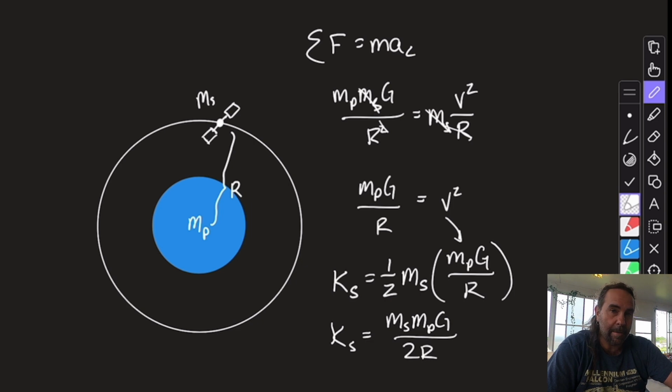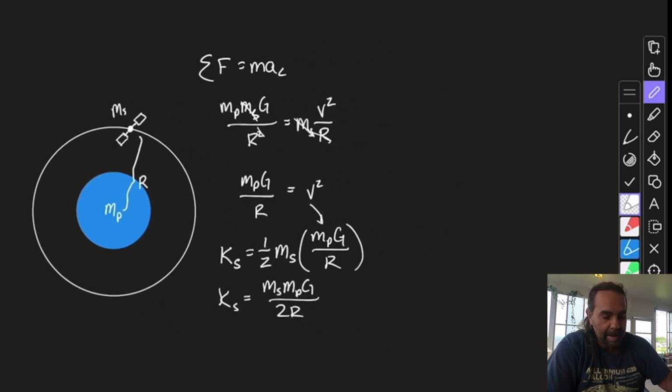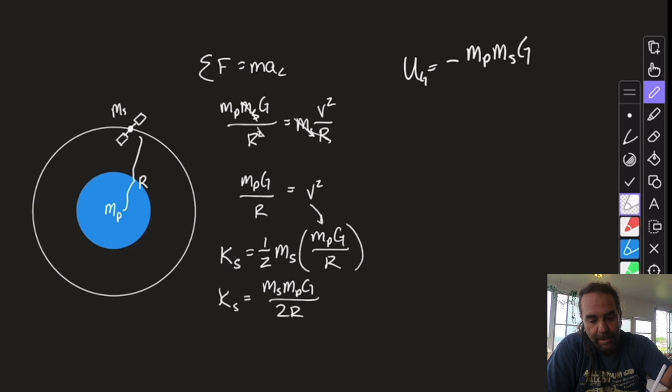Now it also has gravitational potential energy. It is trapped in a gravitational potential well. So how much gravitational potential energy does the satellite have? Well, just look it up on your equation sheet. You don't have to know very much here, but you do have to remember to use the negative sign. It'll be negative mass of planet, mass of satellite, G over R.